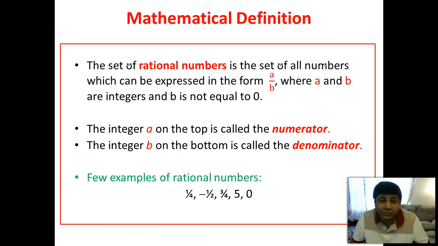A few examples of rational numbers are any ratio of two numbers: 1 over 4, 1 over 2, 3 over 5. And 5, you can think of this as 5 over 1. So a rational number is a ratio of two numbers. Improper, but still a rational number.